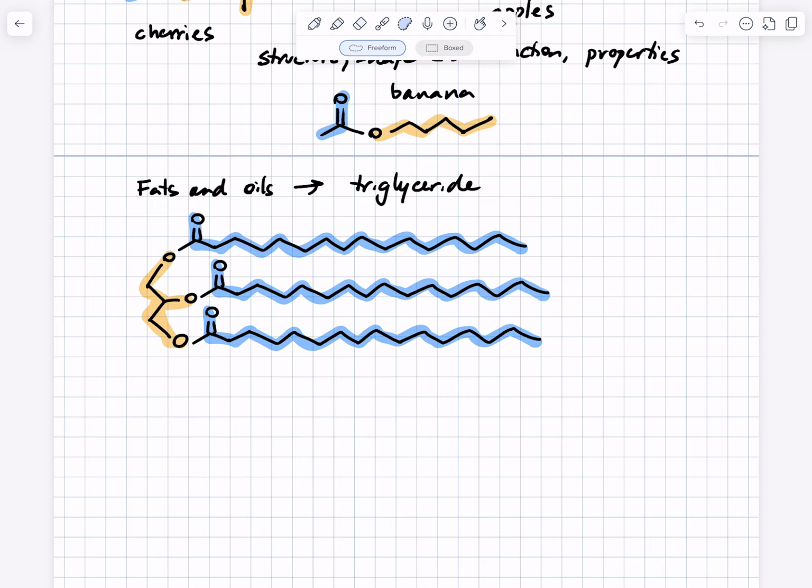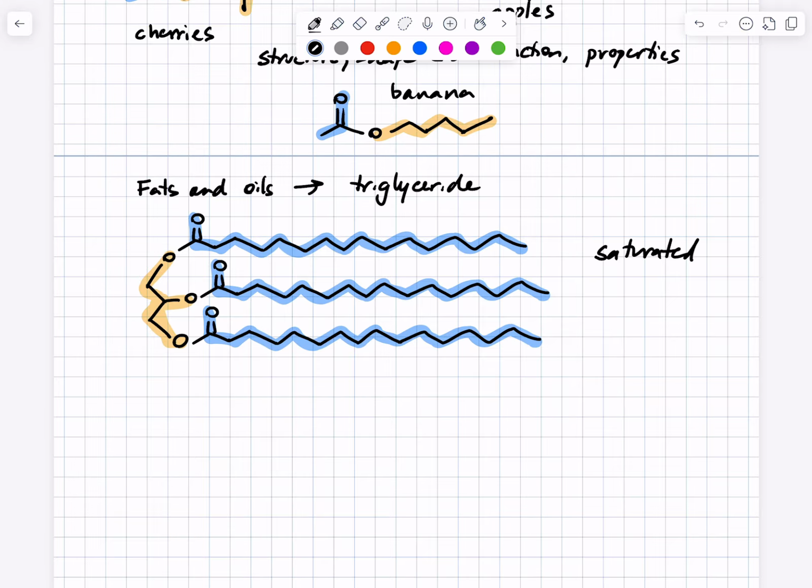There we go. So that's a triester. And this is an example of a saturated triglyceride. Now, the difference between fats and oils in general: fats come from animals and oils come from plants. But they all have this basic triglyceride structure.